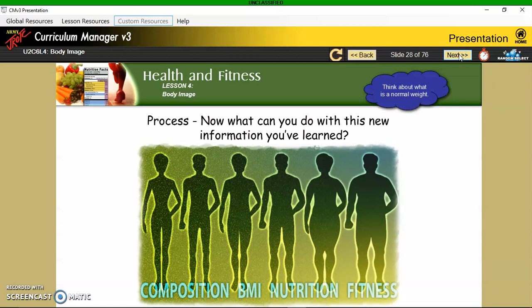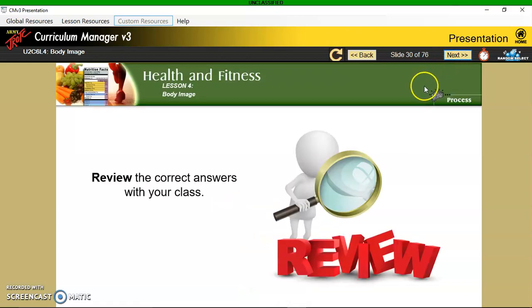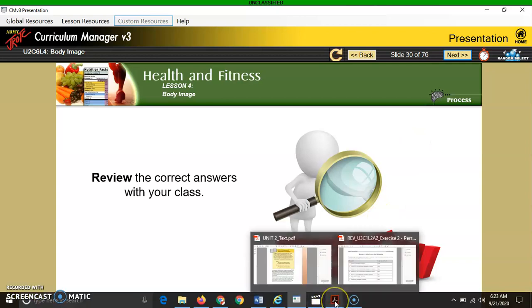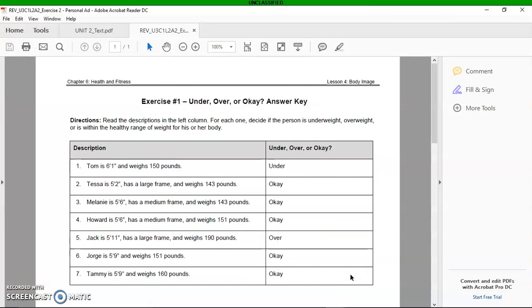Okay, so what do you think is a normal weight? And this is an exercise, under or over. Okay, in your idea, you go through what you think is a normal weight, and I will just go over the answers to that because we're not going to be able to do it in class. But if Tom is 6'1" and weighs 150 pounds, he'd actually be underweight by the healthy standards. Teresa is 5'2", has a large frame, and weighs 143 pounds, she's okay. That's fine. A lot of people might be sitting there thinking, that's overweight, but that's okay. We're not living by this image of having to look like a model.